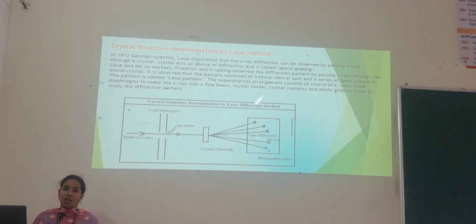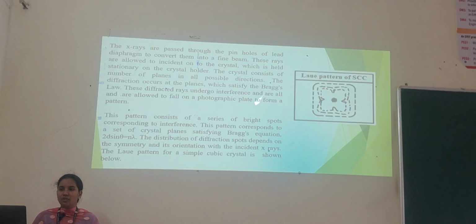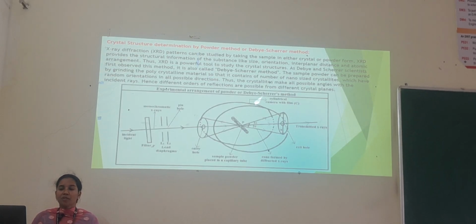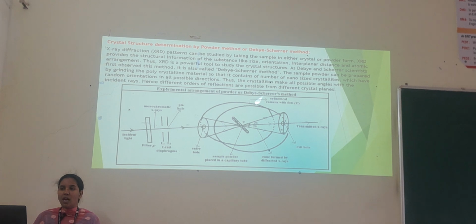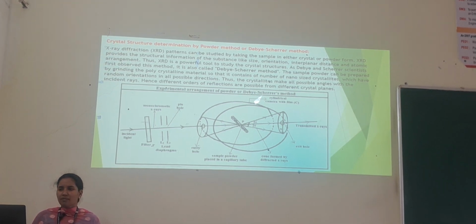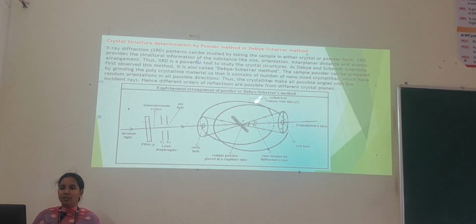So there are two methods I have explained so far. One is the X-ray diffraction method and the second one is the Laue method to determine the structure of crystals. Now the third method I am going to explain to determine the crystal structure is the powder method, which is also known as the Debye-Scherrer method.